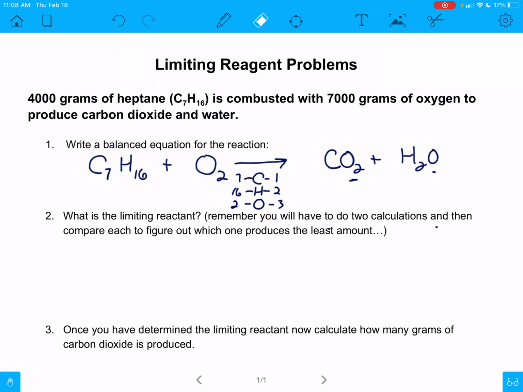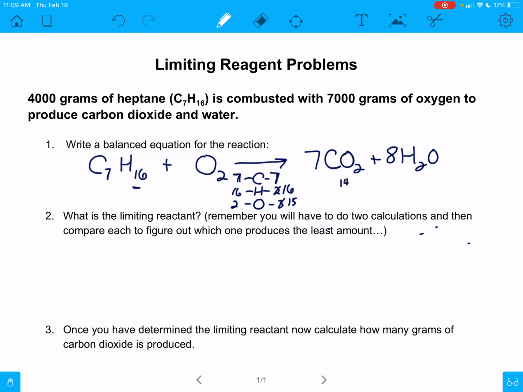Now let's see what we can do to balance this by using coefficients. The first thing I'm going to do is put a 7 on this side. That gives me 7 carbons, but it also gives me 7 times 2, which is 14, plus another oxygen, so 15 oxygens over here. Now I'm going to balance my hydrogens. I've got 16 over here, which means I need 16 over here, so this has to be an 8. If I put 8 there, now I've got 16 hydrogens, but what happened to my oxygen count?